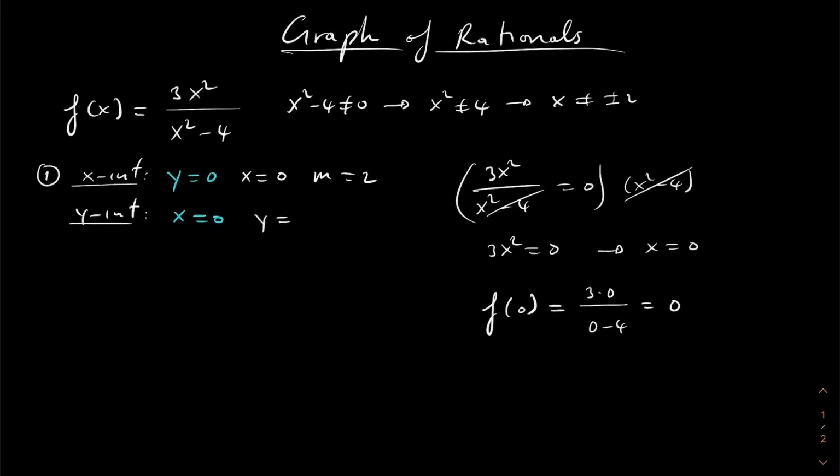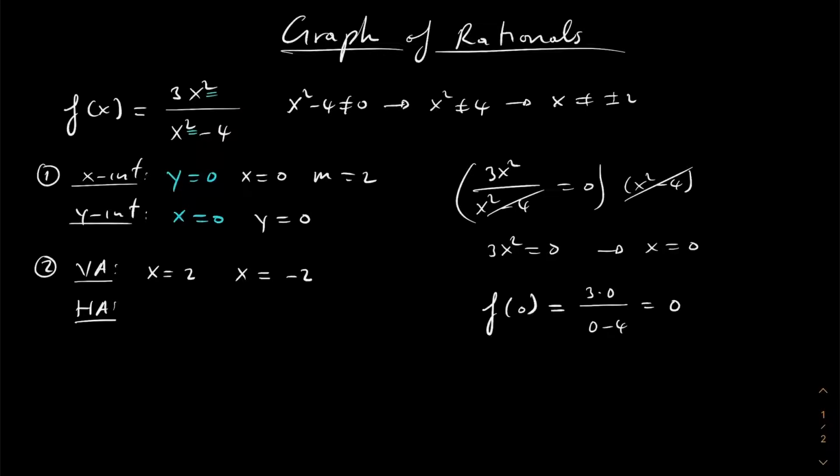After that's done, my second step is to find all the asymptotes. In this case, since the function is already simplified, my vertical asymptotes are simply going to be the places where the denominator is equal to 0, and that's going to be at x equals 2 and at x equals negative 2.